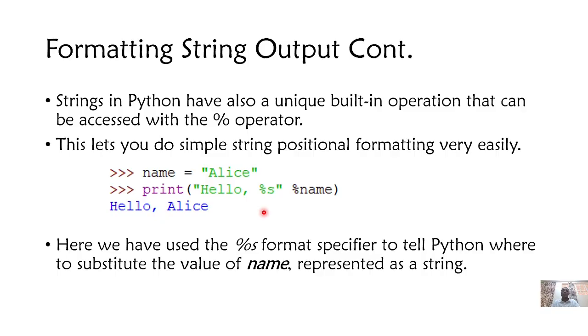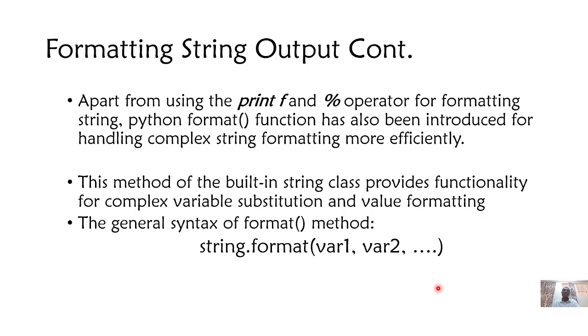Since we have the variable name, prepended with the percentage symbol, the modulo symbol, if you print this text it's going to say hello name. This is the position where this variable is going to be. You know that this variable in the box carries the value name. Here we have used the modulus format specifier to tell Python where to substitute the value of name, which is represented as a string.